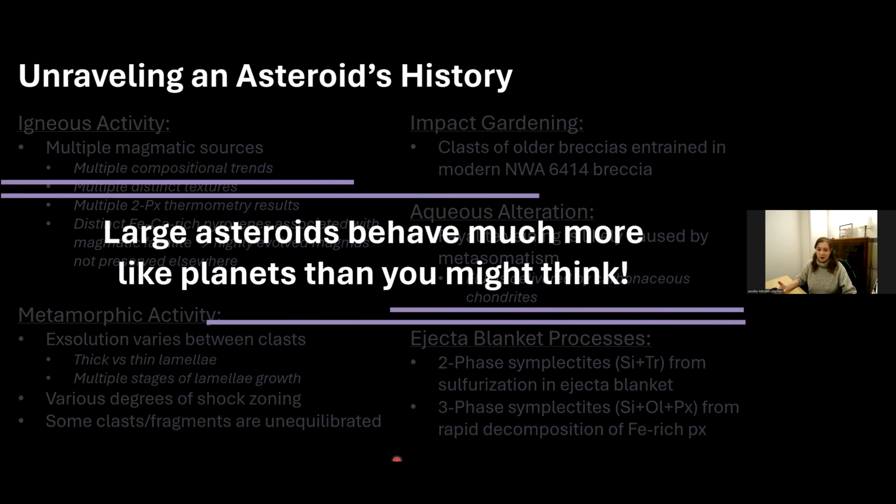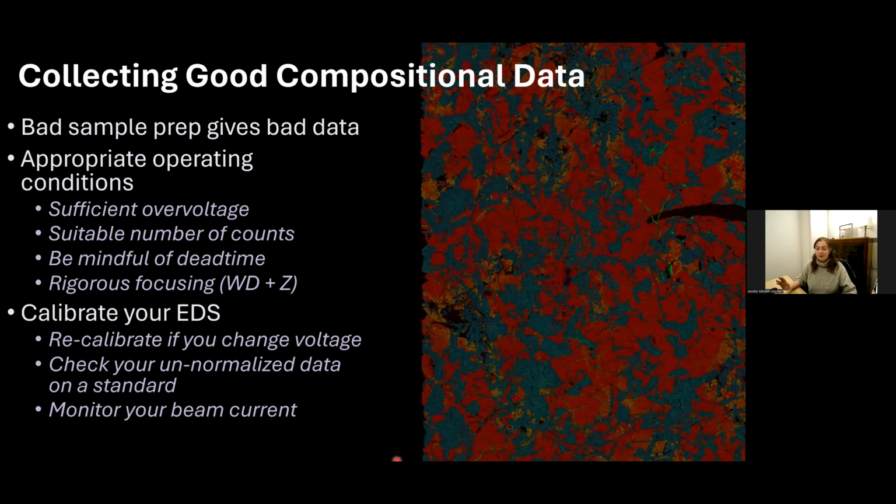All this to show that large asteroids are much more like planets than you might think. They're not just lumpy bits of potato-shaped rock. They are their own little geological systems. So really good to collect EDS data, but it's also really easy to collect bad data. If you have bad sample prep, you are going to have bad data. Sample preparation for EDS and WDS is really, really important.